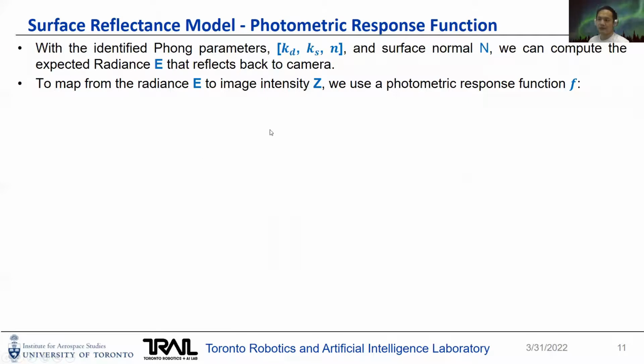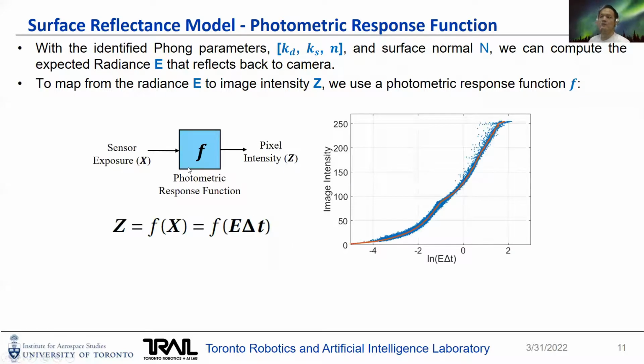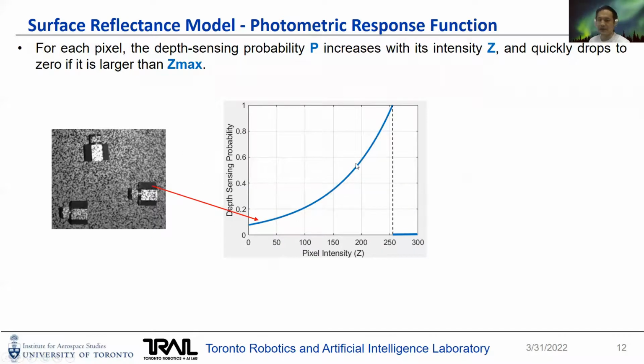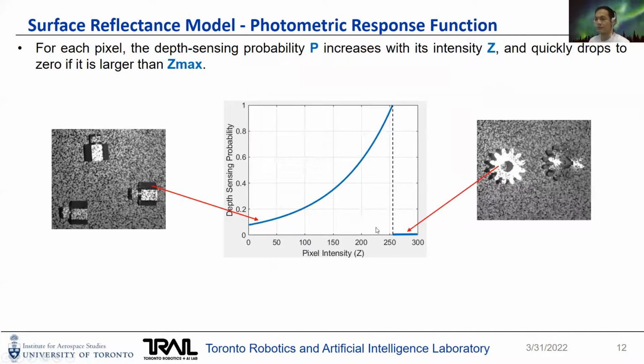For an active stereo camera, if a pixel is too bright or too dark, the depth missing problem will happen. Therefore, we need to map the radiance to the pixel intensity. To achieve this, we use a photometric response function. The depth sensing probability increases with pixel intensity and quickly drops to 0 if it is saturated.